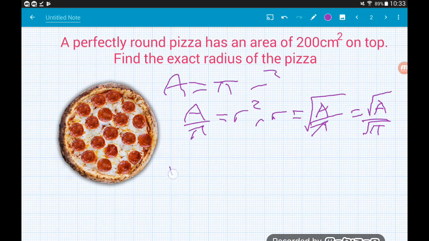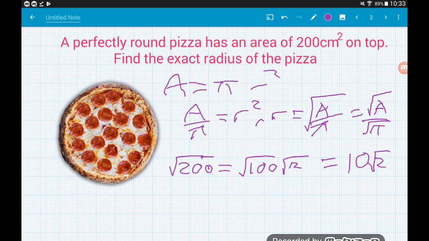So let's just play with that separately on its own a second. If we want to simplify root 200, let's think of a square number that goes into 200, which would be 100. So we can write root 200 as root 100 times root 2. Now root 100 is 10, so we get 10 root 2. Now if we substitute that into our formula for r, we get that r is equal to 10 root 2 over root pi centimeters. There is the exact radius of our pizza.